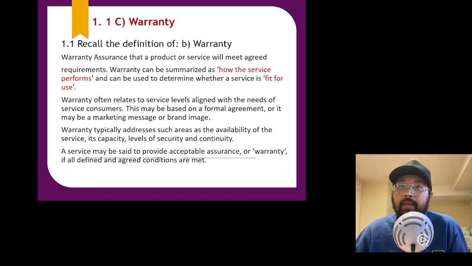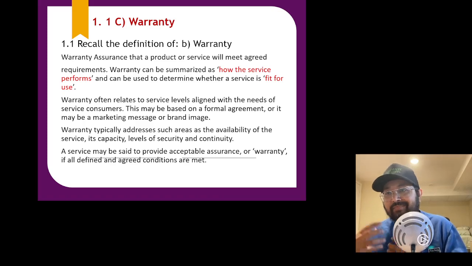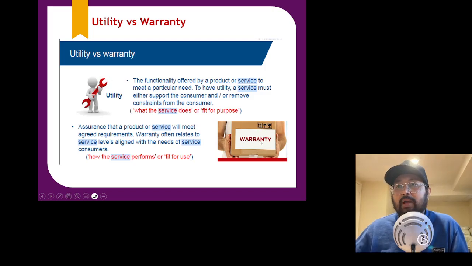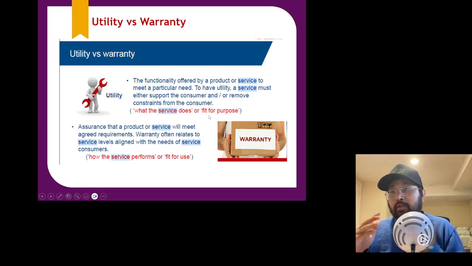So a service may be said to provide acceptable assurance or warranty if all defined and agreed conditions are met. So this is one kind of service warranty condition, right? If you meet the agreed condition, you will get a certain level of warranty or lifetime assurance, something like that. So now we will check what is the difference or similarities between utility and warranty.